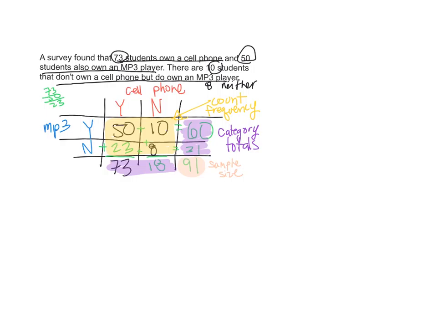So now that I have all my stuff organized, let's say I wanted to ask you, what is the probability that someone has a cell phone? Well, I'm going to look at my table and I'm going to say, these people, cell phone, yes. There's going to be 73 people total out of the 91 that have a cell phone. So 73 out of 91.